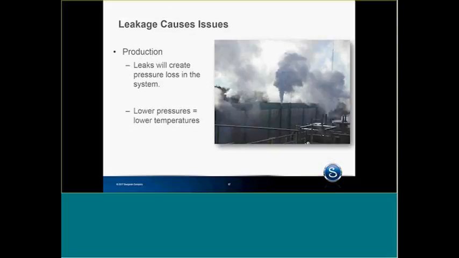Steam leaks will create pressure losses in the system, which will basically lower pressures, lower temperatures. On small process applications, it becomes very, very problematic. Larger applications, not so much. When you lose pressure, we lose temperature. The thing with steam is, if you have 100 psi, it's 330 degrees. If you don't have 100 psi, you're not going to get 330 degrees. So if you have steam leakage, you have lower pressures, you're going to get lower temperatures. And that's really why you want to be proactive.